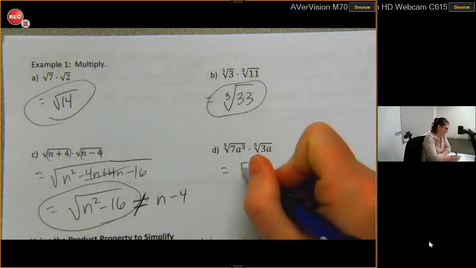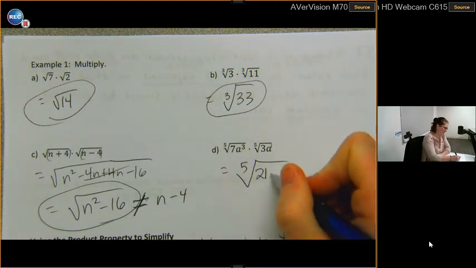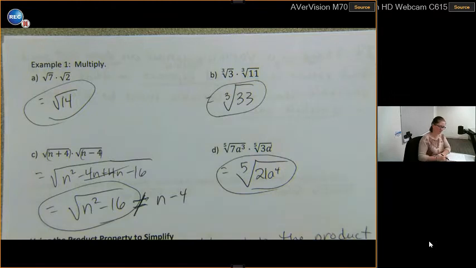And then part D, the fifth root, 7 times 3 is 21, 8 to the third and 8 to the first is 8 to the fourth.